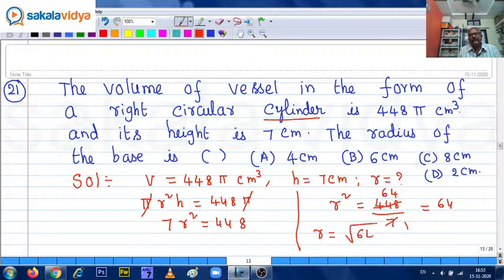So you can expect it. What is the square root of 64? That is 8 centimeters. So C is the right option. Yes, absolutely correct. So you need to continue till the completion of the session. Understood now?